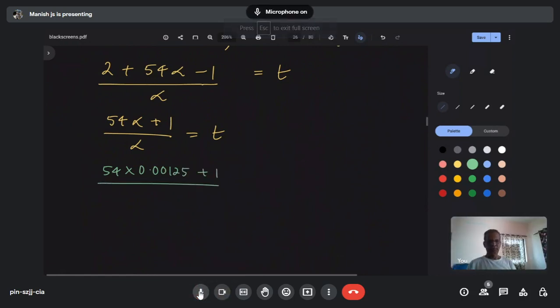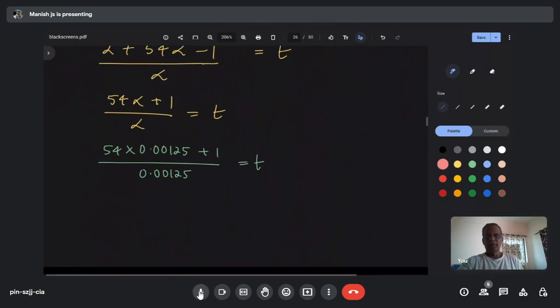Plus 1 divided by 0.001. So this is the value. Go for a simplification. Substitute. Multiply these two values and add with 1 and then divide.